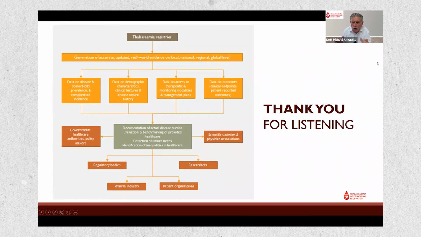I want to encourage you to adopt a patient registry at least, and certainly if you can, a disease-specific health record. Thank you.